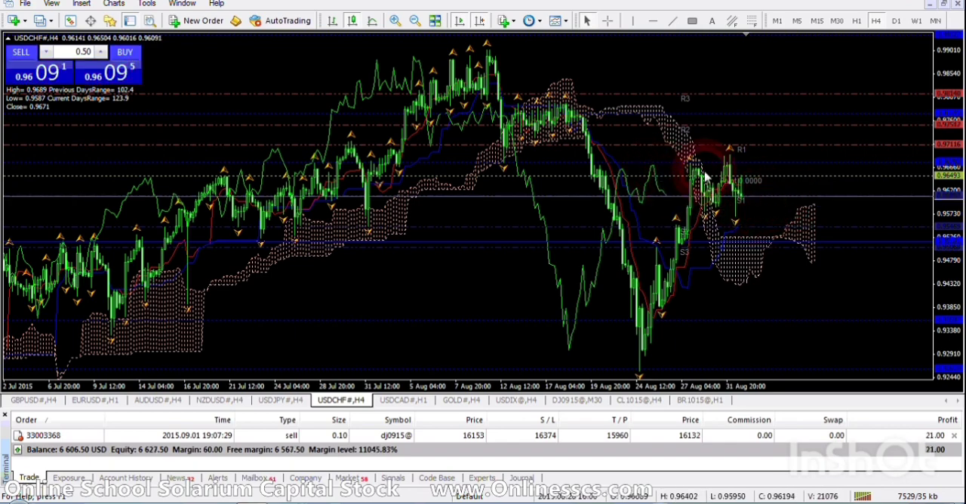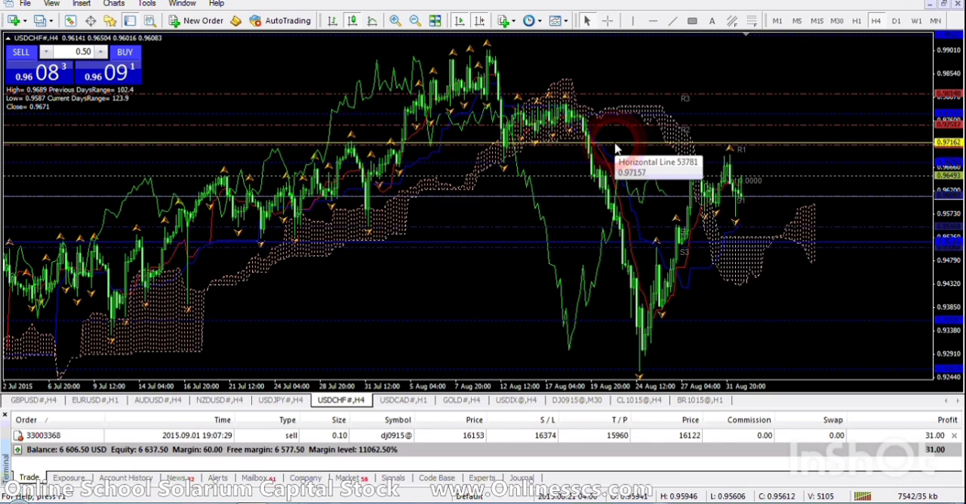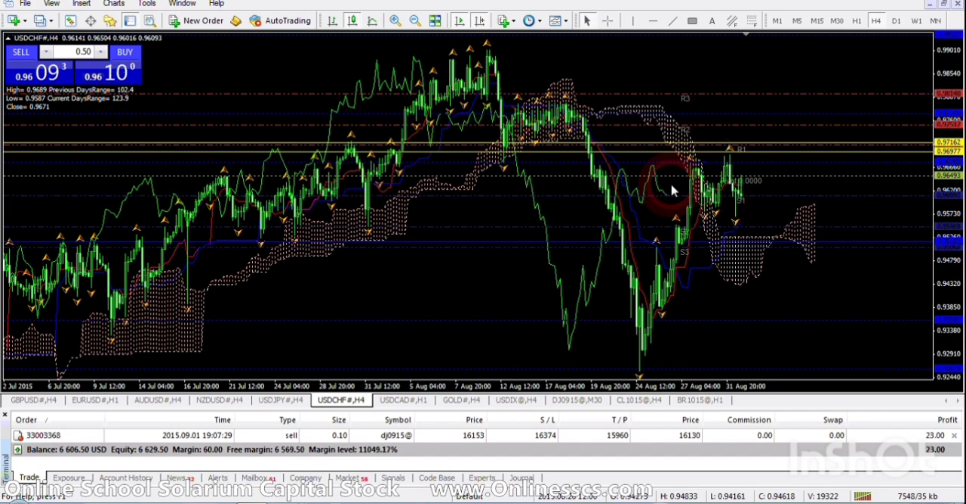Okay, let me repeat it again. Here, it has just gone outside of the cloud, and my Kijunsen and Tenkansen lines are outside of it, but my Chikou span isn't outside of the cloud yet. I don't have a confirmation for a buy because it may go down and then again go up. When it goes up, this Chikou span goes into this cloud. So I can have three confirmations for a buy position, but I don't have the final confirmation.